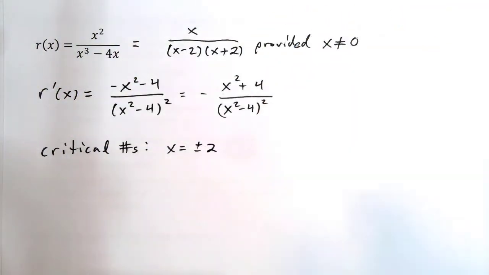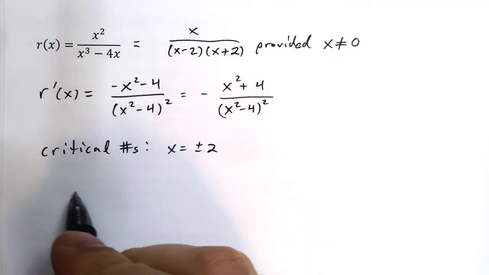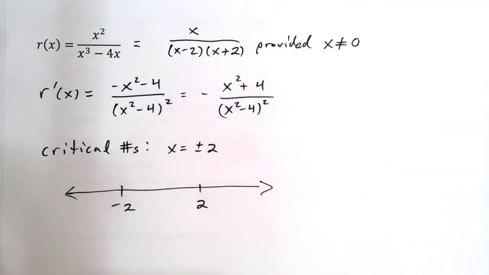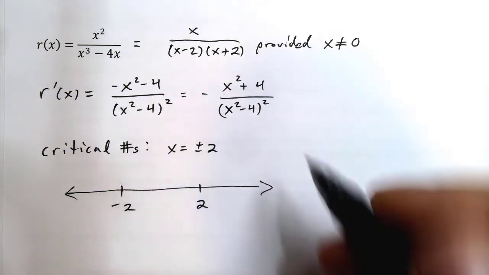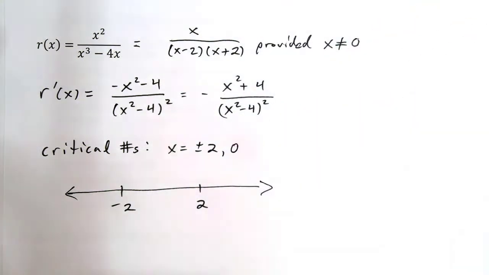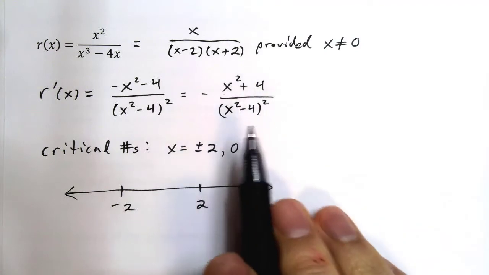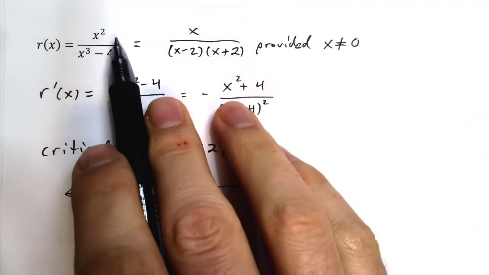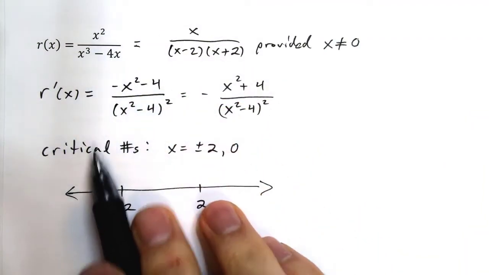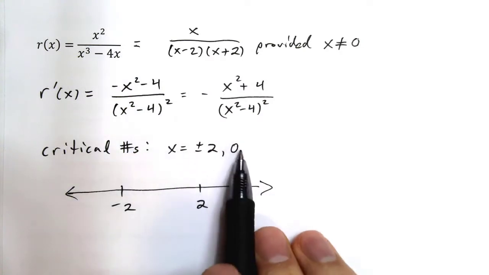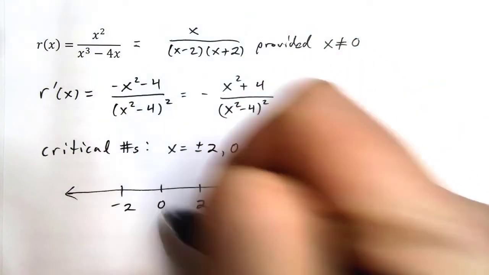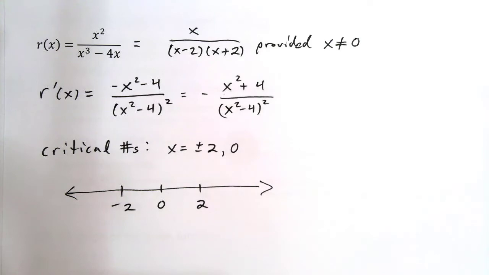And what that allows us to do is split up the number line into 3 different intervals. And actually, I noticed I forgot something. There's one more critical number, and it's 0. Why is that a critical number? Well, because if the original function's not defined at 0, then the derivative can't be defined at 0. So this is another place where the derivative is not defined. So let's include that.